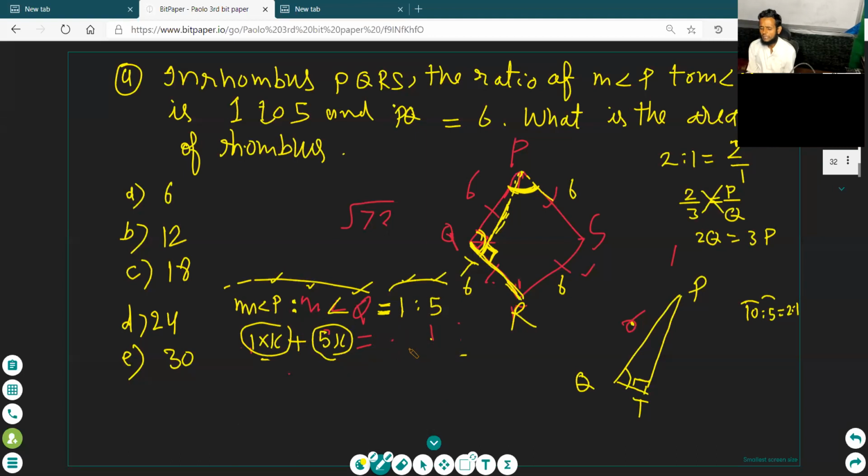When two angles are complementary, their sum is 90 degrees. When two angles are supplementary, what is their sum? 90 degrees. Wrong, Paulo, wrong. You are not remembering the previous lessons.